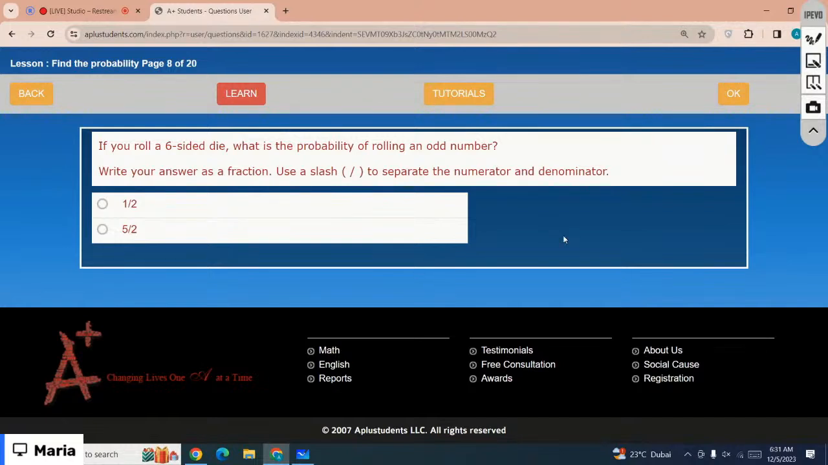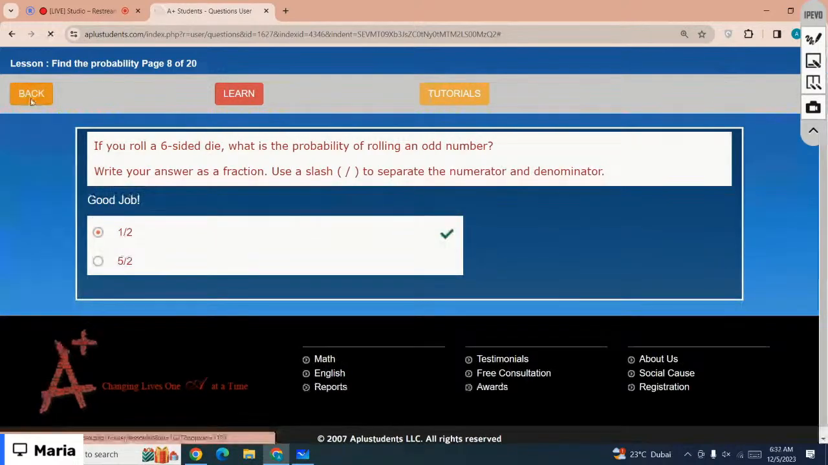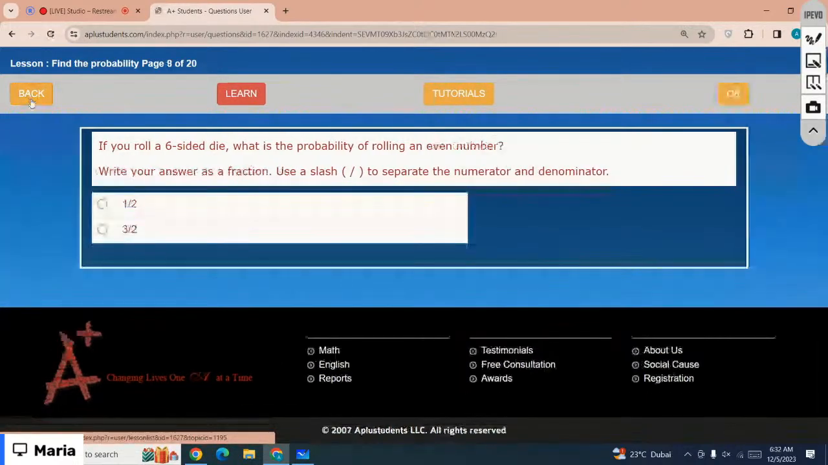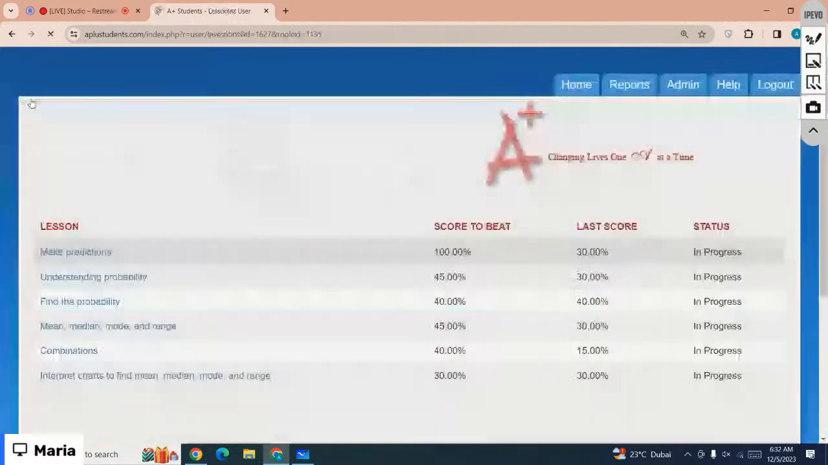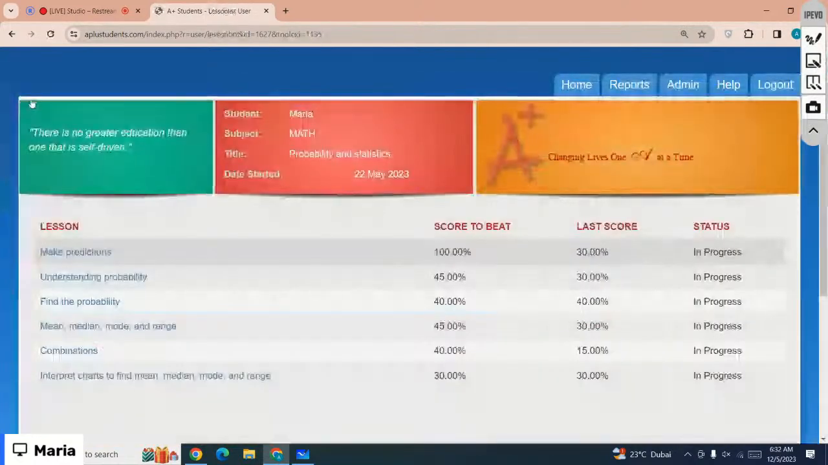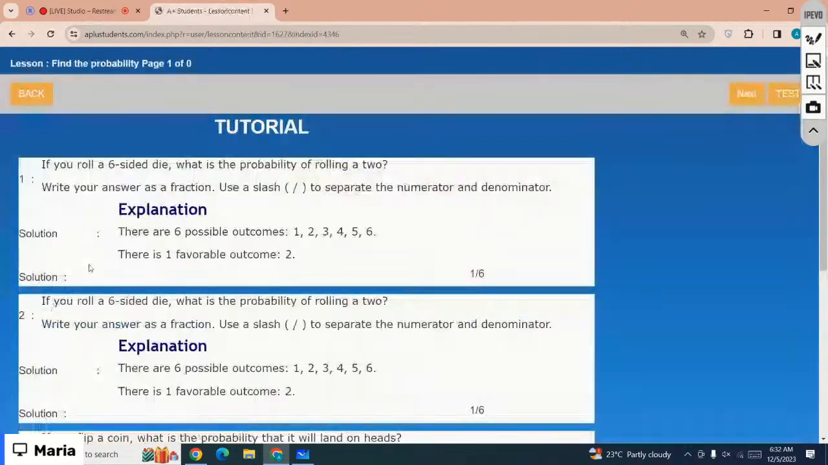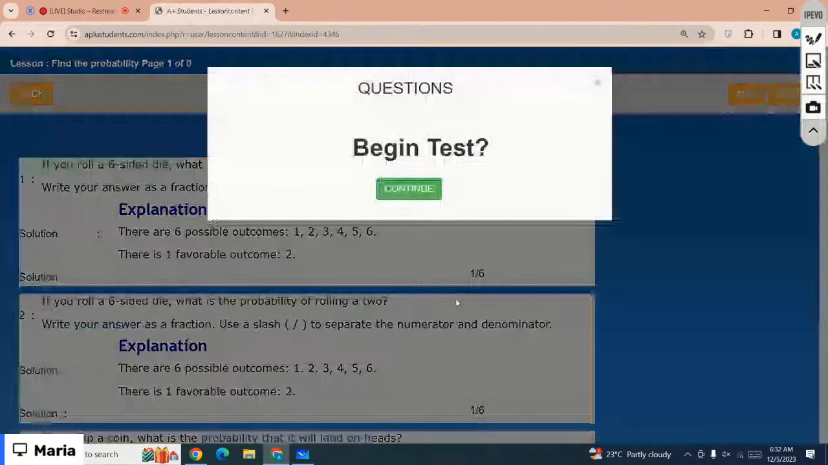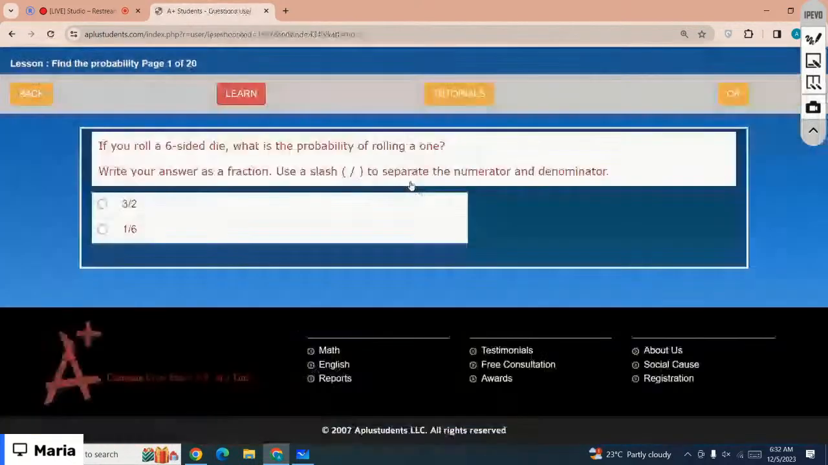Okay, you can complete the lesson by yourself later today. Let me just move on to the next lesson. And the next lesson is mean, median, mode, and range. But we'll do this lesson in the next session. Let's just complete the find the probability lesson, right? We'll do the other lesson in the next session because it takes a bit long time.